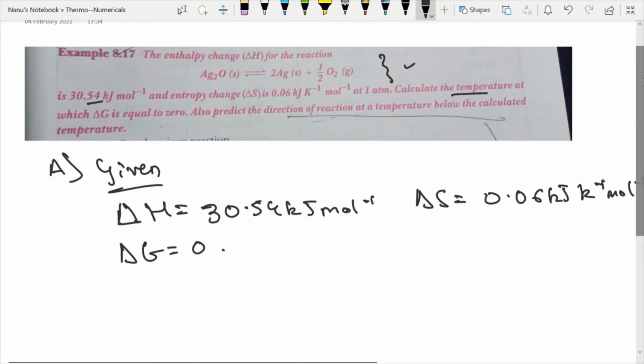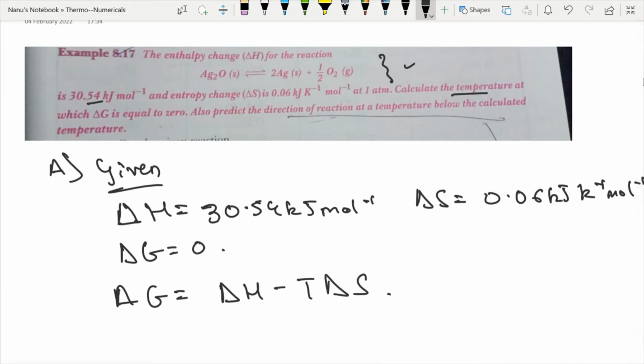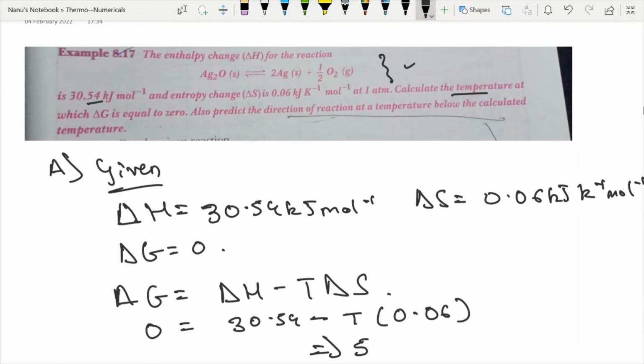Anyways, so del H, del S is given. We know the formula for this. And how do we know the formula? I have showed you in the last video, and this formula I guess all of you know it already. So we have to find the temperature for which del G is equal to 0. This is very simple actually. Del G you put at 0, del H you give the value 30.54 minus T, T is our unknown, times 0.06, and from this we can get T as 5.09 Kelvin. So this was the first part.